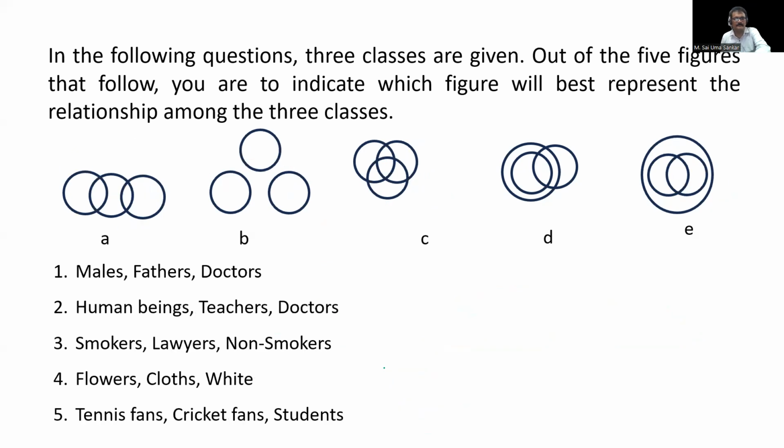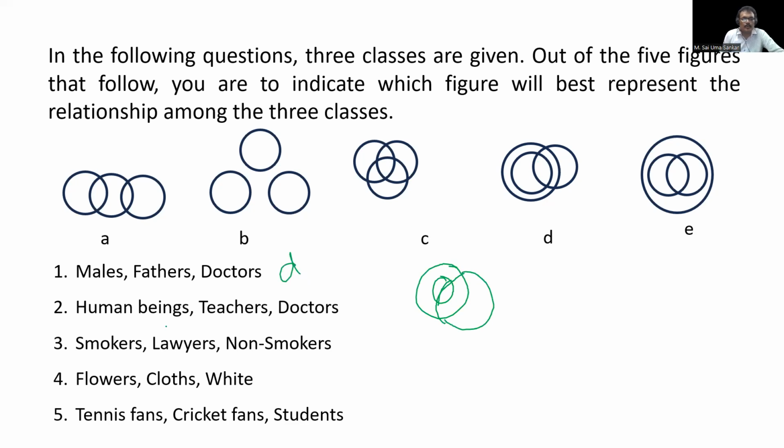Next, go to the next one. Males, fathers, doctors. See, males, fathers, doctors. All fathers are males. Some fathers are doctors, some males are doctors, and some females are also doctors. So what is the answer? Option D is the correct answer.